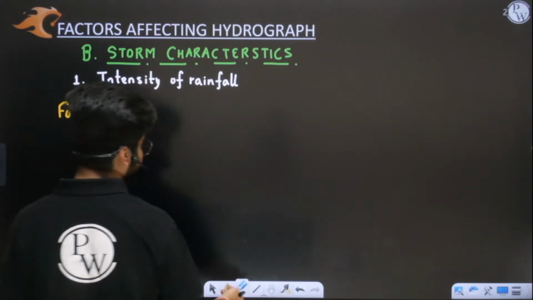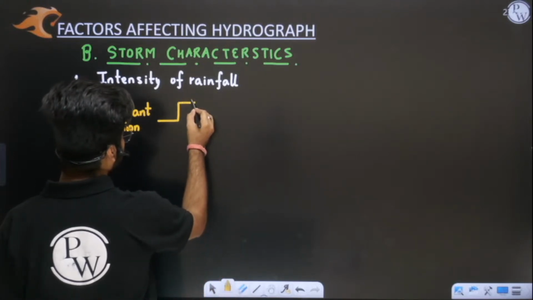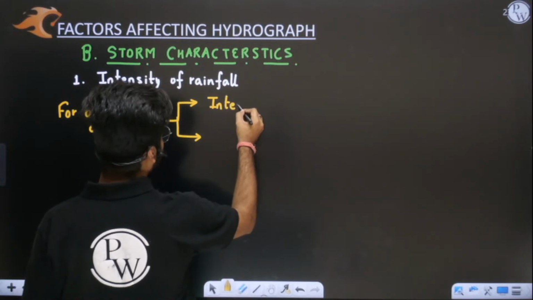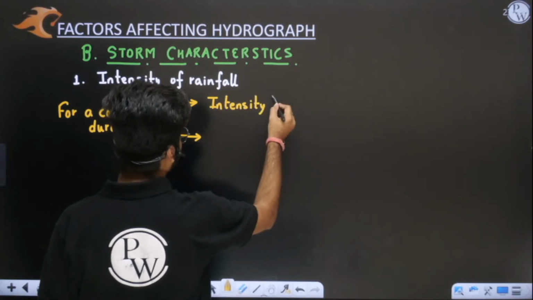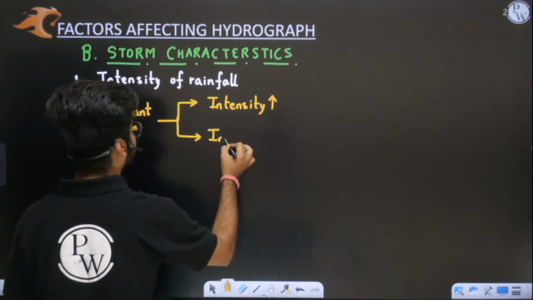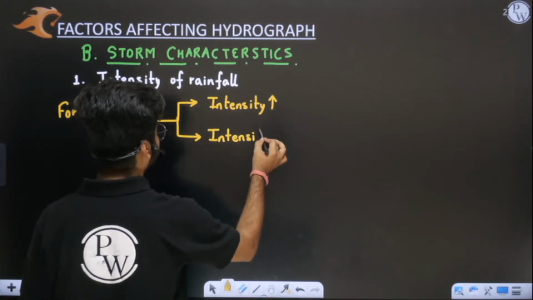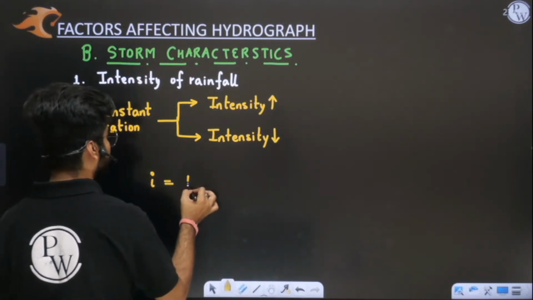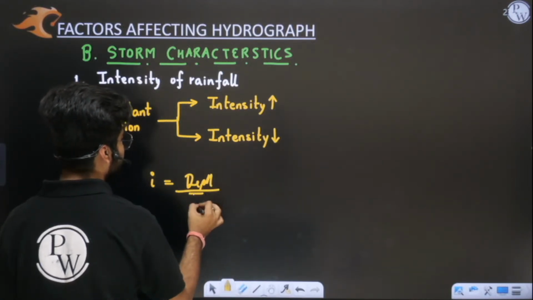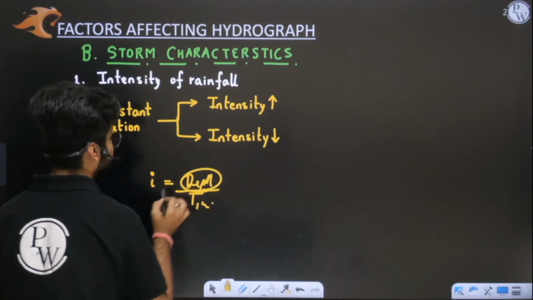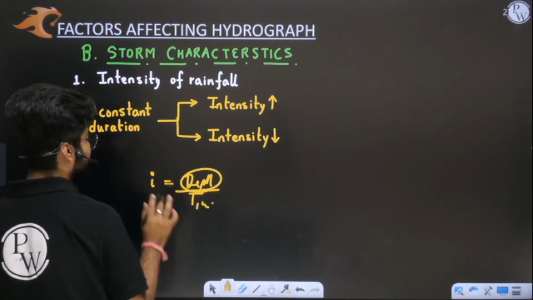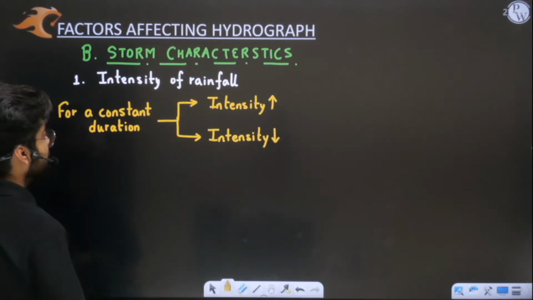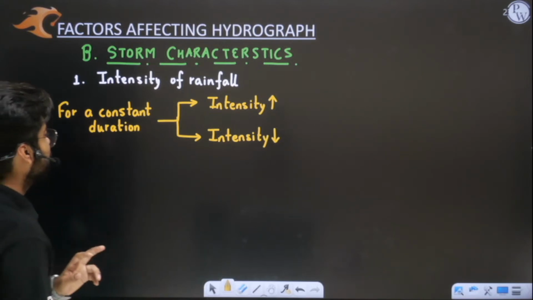But one is having more intensity and one is having less intensity. Intensity of rainfall can be higher, or lower. What is the meaning of intensity? Intensity means the total depth of rainfall with respect to time. If the volume of rainfall is more in a given amount of time, I will say it is more intense. But I am just considering the case where duration of rainfall is constant.